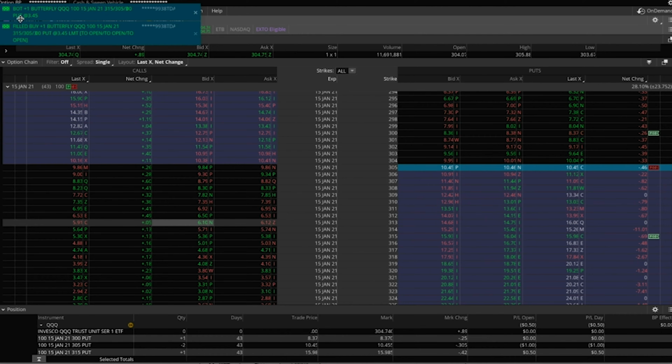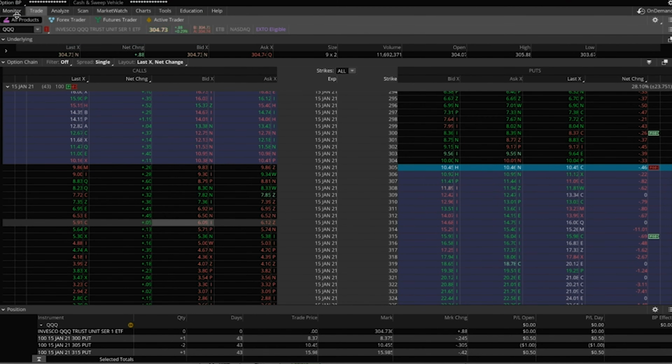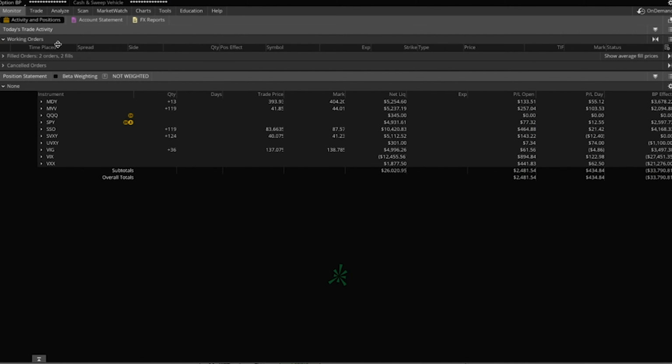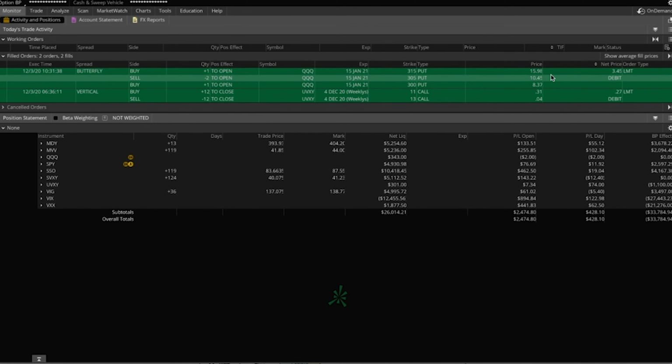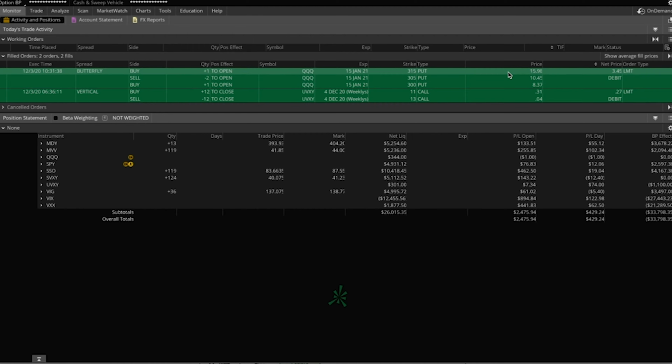Now in Thinkorswim, okay, I was expecting it to take a few minutes, but typically what I would do is go into this section. It would have been in working orders, but it actually filled quite quickly. So what I would do here is look at this trade and you can see the mark price and the price that you're trying to get, and then you want to get this trade done. So you would execute the trade.